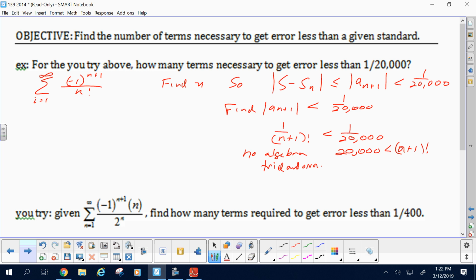Okay? Now, 6 factorial is 720. 7 factorial would be about 5,000-ish. 7 times 700 is about 4,000. You multiply by an 8, boom, you're there, and it would need to be 8 factorial. n plus 1 needs to be 8, yeah? So n needs to be 7, okay? So if you found the first 7 terms, you would get the error less than 1/20,000th. Sure, can't you just put like a million and it still be correct?